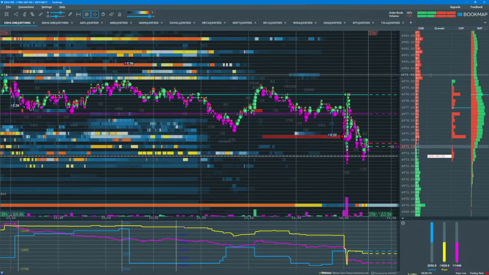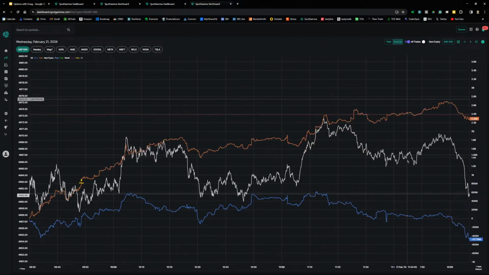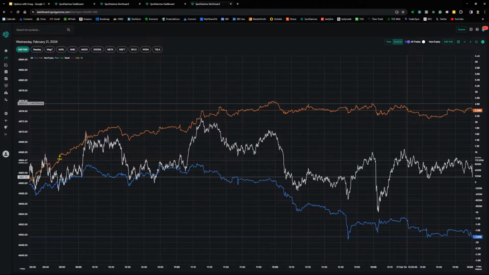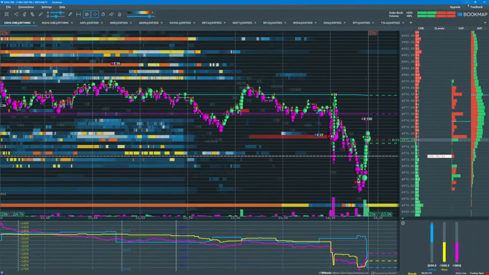Let's see what options traders are doing. So traders started buying puts right around 11:15. Looks like that still continues. Blue line falling, call line pretty flat. So they could continue to buy puts. So in this situation, I would be looking for a short just based on Hero here.